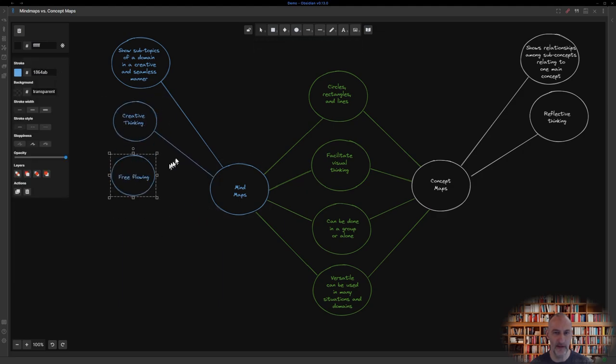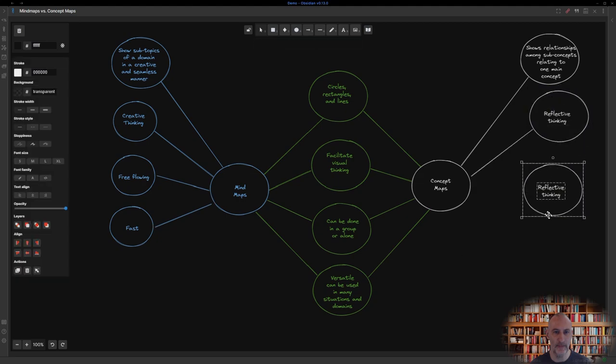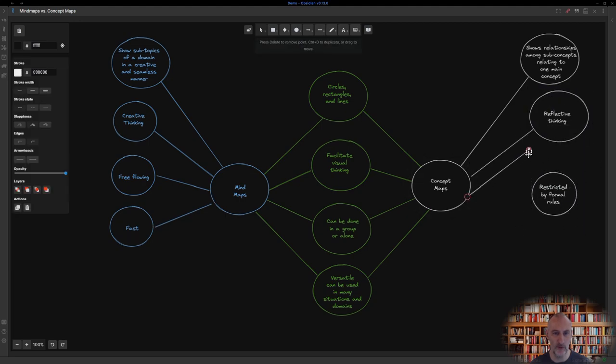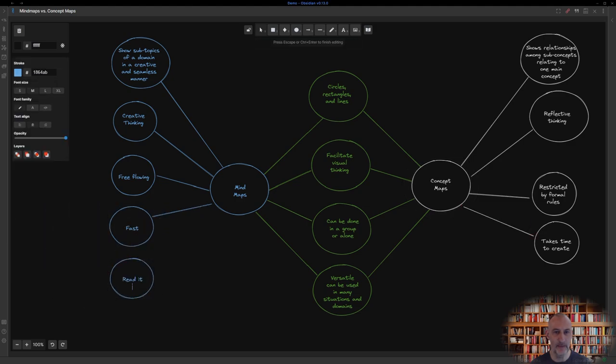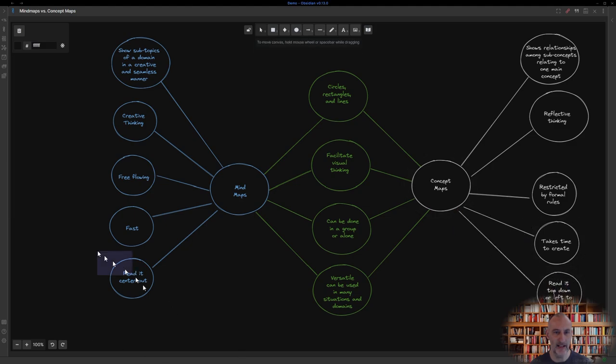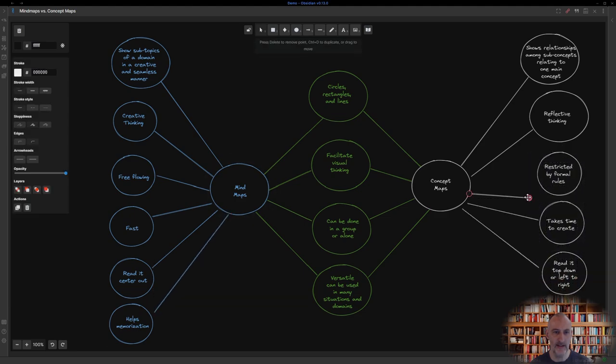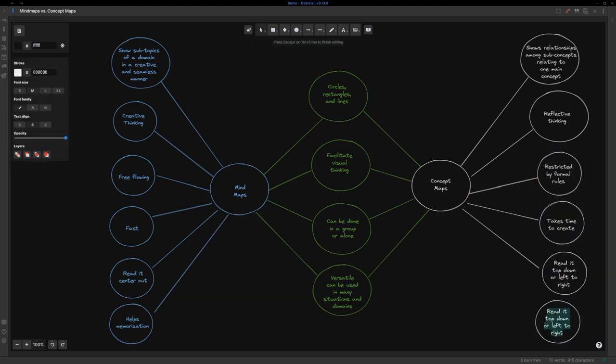Mind maps are free-flowing and fast, while concept maps are more restricted by formal rules and take more time to create. You read a mind map center out, and the concept map top-down or left-to-right. Through the double encoding approach, mind maps help memorization, while concept maps are great for understanding complex concepts fast.